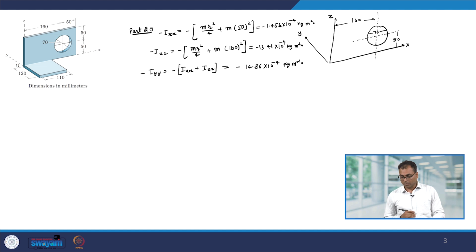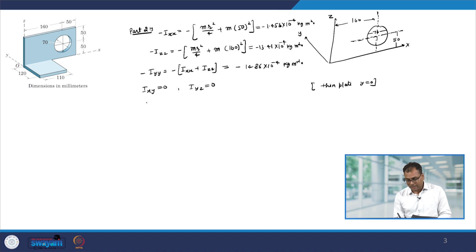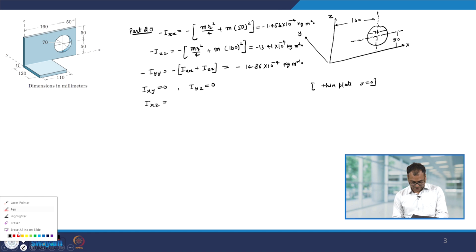Now, let us look at the product of inertia. So, the product of inertia Ixy will be equal to 0 because the plate is thin. So, thin plate, therefore, y can be taken as 0. So, Ixy will be m into x into y, but y is 0, therefore, Ixy will be 0, and also Iyz. Now, Ixz can be found by using the parallel axis theorem.